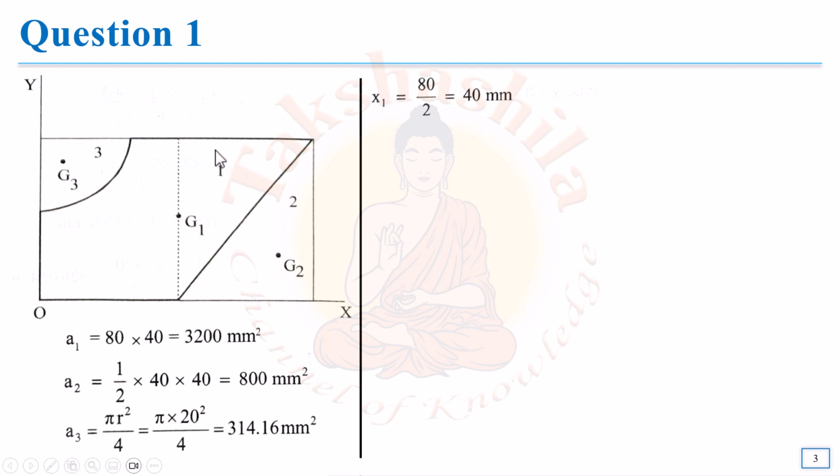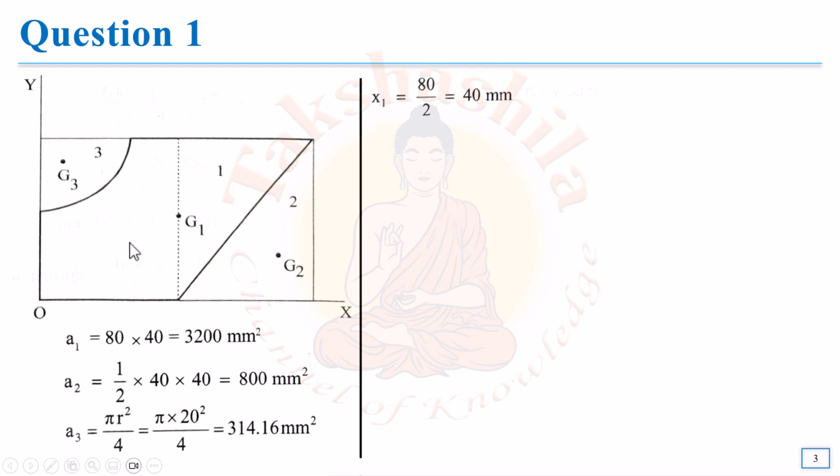X1 means you have to consider the first figure, and with respect to your reference y-axis, what is the horizontal distance I have to travel from this y-axis so that I will reach the centroid of my first figure. That means in this case, it will be from this point to this point, the horizontal distance.